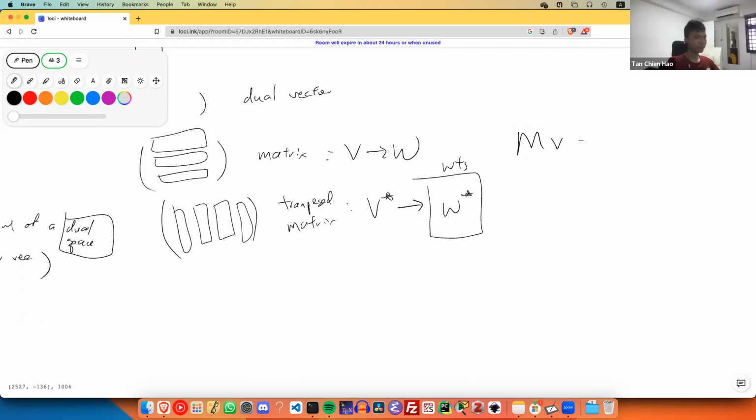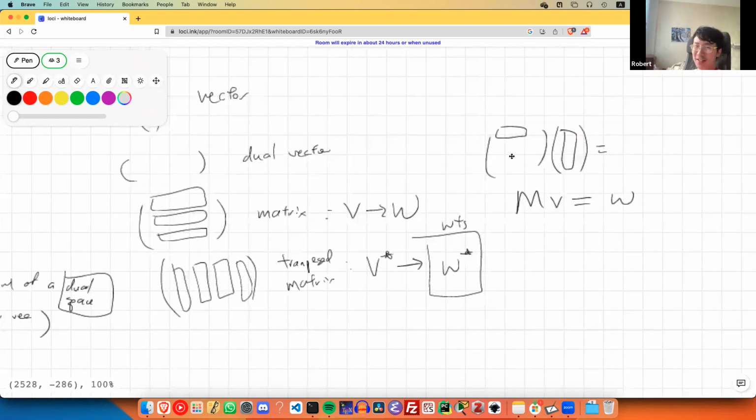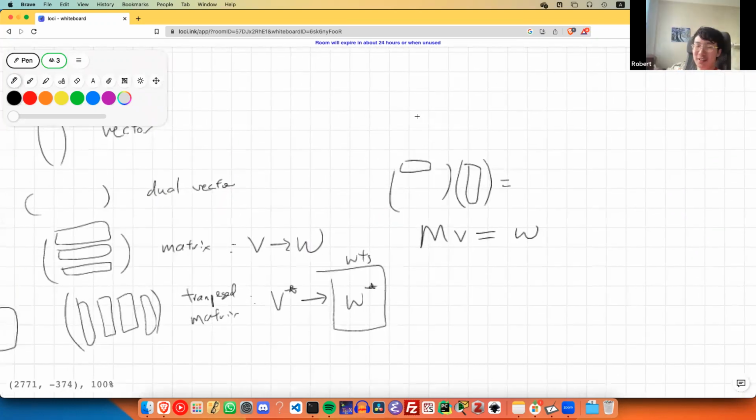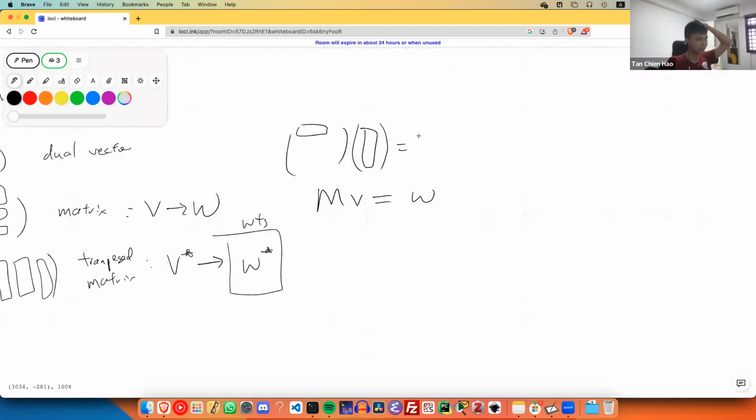Because if Mv equals w, right, then if Mv equals w, each component of w is precisely a dot product of each row in the matrix M with the vector, which is nothing but the dual vectors. Yeah, exactly.